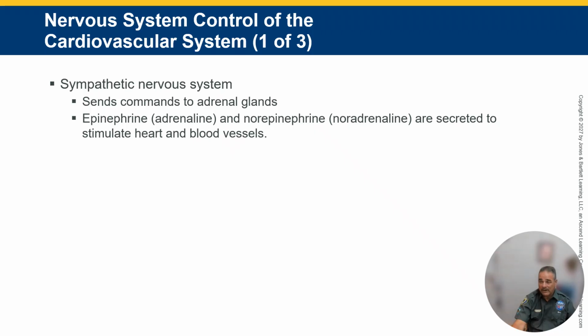When beta 1 receptors are stimulated, the heart rate and the force of contractions increase. When beta 2 receptors are stimulated, the bronchi and the lungs dilate. So beta 1 adrenergic receptors cause stimulation and force of contraction. Beta 2 causes bronchioles to dilate.